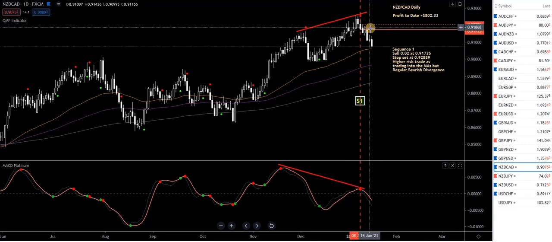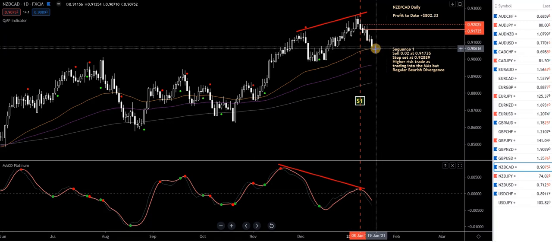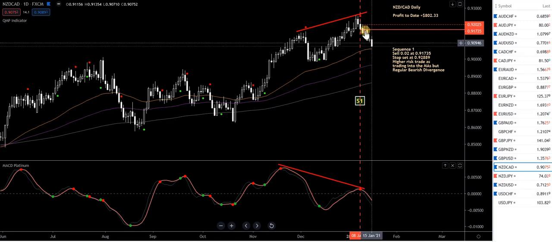New Zealand CAD in a sell, already closed half. We're getting close to the zero level, the MACD, the 50, sorry, EMA. So we're going all right there. Can't lose on that one.